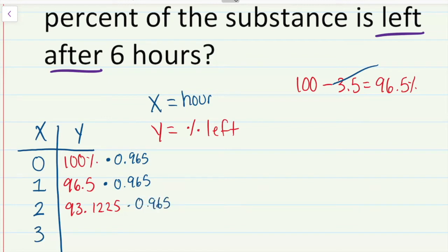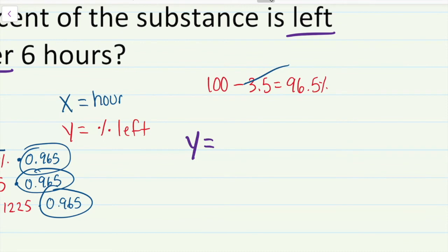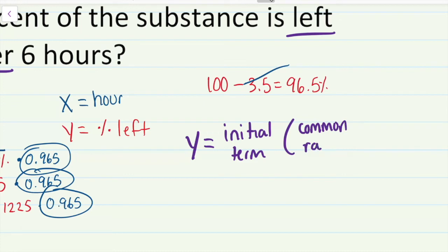And you basically just found out, what do you have to do over and over to find the decay, the rate of change? And you guessed it, we're multiplying the same number over and over. Now, if you don't remember sequences, this talks a lot about our common ratio. Because we're multiplying, it's a geometric sequence. It's always the initial term times the common ratio to the power of x.